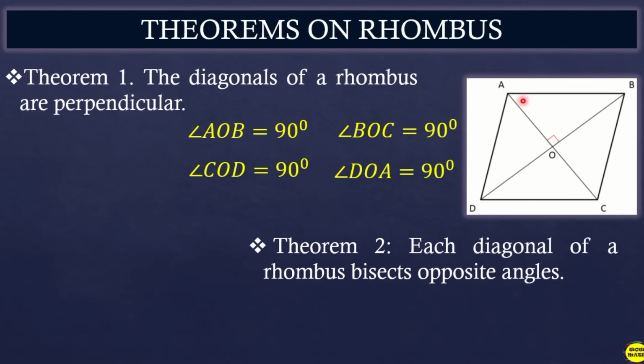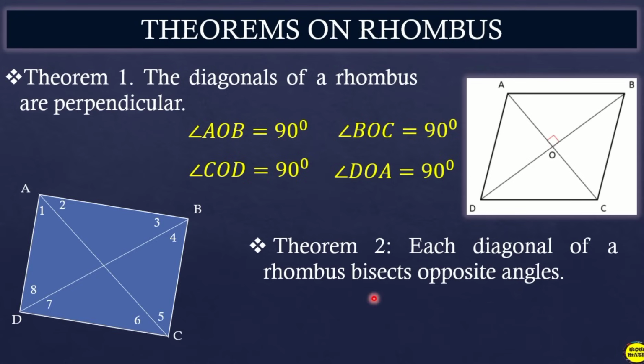So, ibig sabihin ito, congruent siya dito. Ito, congruent siya dyan. Ito, congruent siya doon. And ito, congruent siya dito. Okay? So, halimbawa, if the measure of this is, let's say, 120. Okay? So, tig 60 sila dyan. Okay? Because the diagonal bisects opposite angles. So, ayan siya. So, ito po yon.